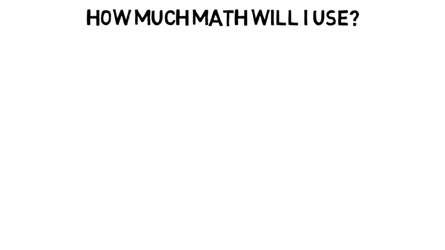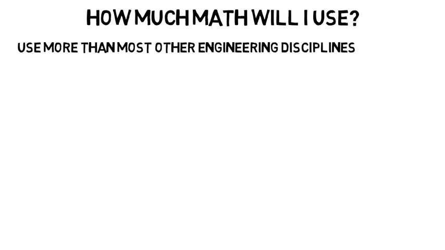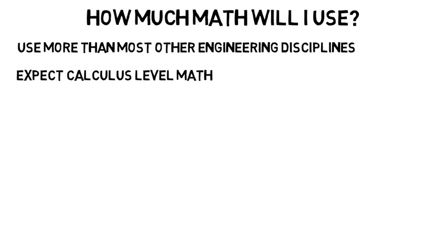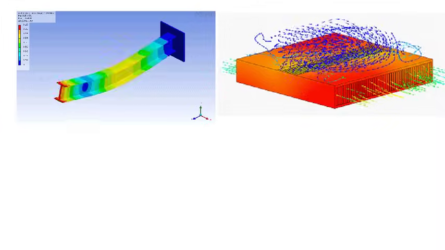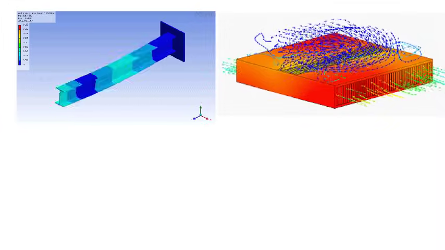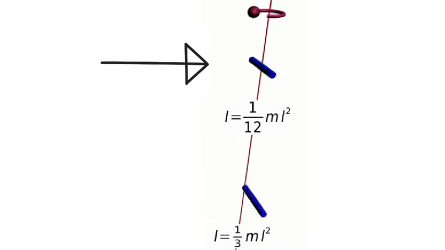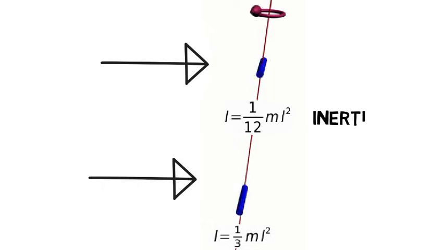So now for those who are curious about how much math will I use in these two majors, they are very similar and they both use more than most other engineering disciplines. And do expect to see calculus level math. Mechanical engineers use calculus to analyze the vibrations of a system using differential equations, to analyze complex heat flow, or something just like a rotating object often involves calculus to solve for how it will rotate given some torque. Those values you see indicate basically how hard it is to rotate the object about some point, whether it be its center or end. This is called inertia and its equation looks like this.